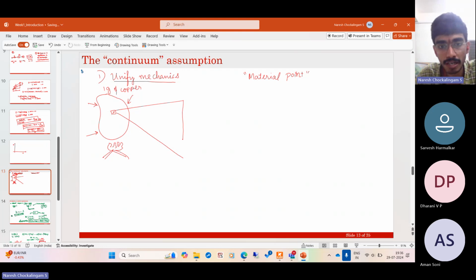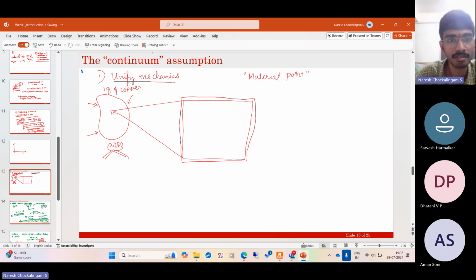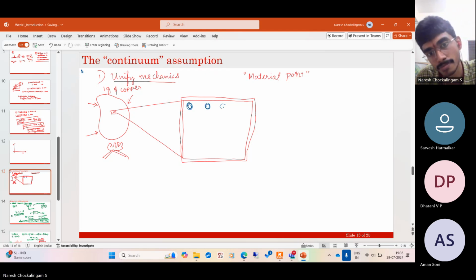If you zoom in closely to a material point, if you keep on zooming in, what will you see? You'll start seeing atoms. So copper has got, I'm not sure, either FCC or BCC structure. So let me model the atoms as spheres. And in between the atoms, there are attractive and repulsive forces.